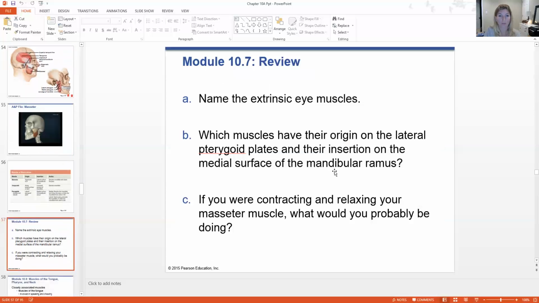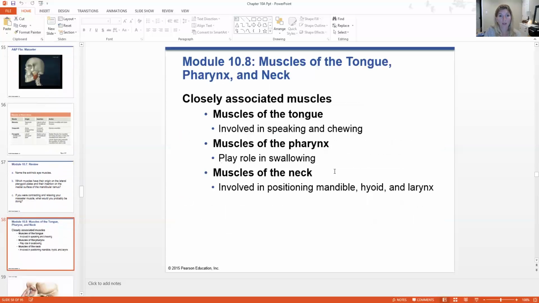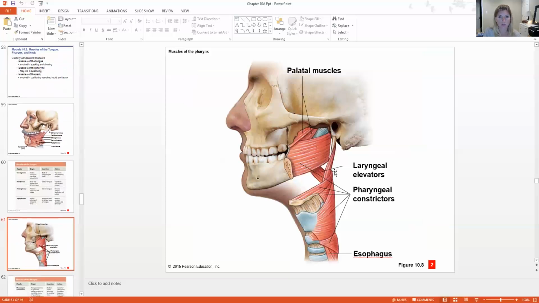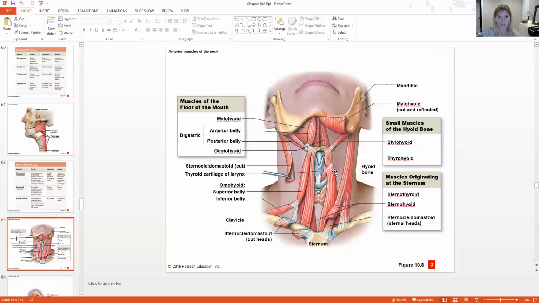Moving right along, you can pause the video, go back and answer these 3 questions. Muscles of the neck and tongue. The muscles are all very close. There are muscles of the tongue that are involved in speaking and chewing and moving the tongue around. Then the muscles of the pharynx, which are involved in swallowing, and the muscles of the neck, which are involved in positioning the mandible, holding the hyoid and larynx in place. None of these you need to know. I'm 99.9% sure none of them are included on your list.